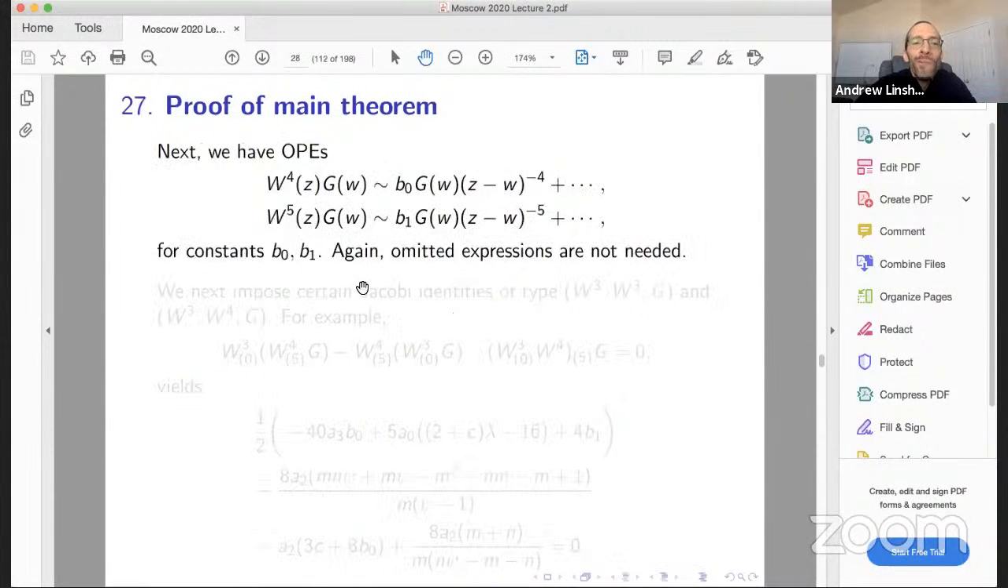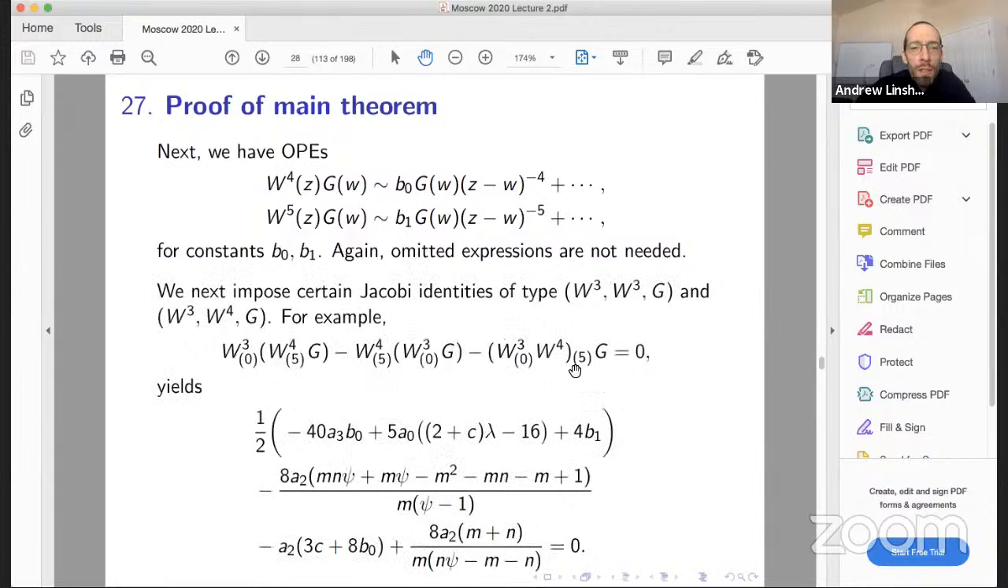Then I have to consider OPEs of the W4 field with G and the W5 field with G. And again, there's a lot of terms that are very complicated that I don't care about. I only care about the coefficient of G in the 4th order pole here and the coefficient of G in the 5th order pole here. And these again are some undetermined constants. And again, I should impose some Jacobi identities. And so I have to impose identities of type W3, W3, G and W3, W4, G. And here's one example. So this one's relatively simple because this is a circle 0, or 0 product.